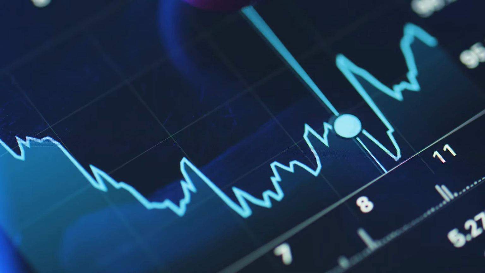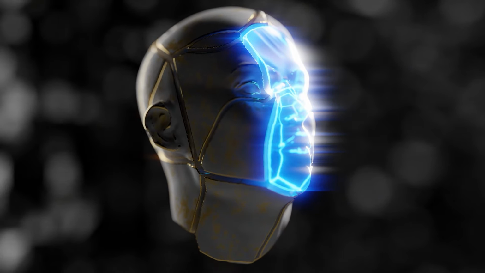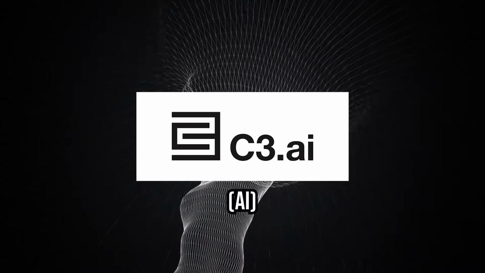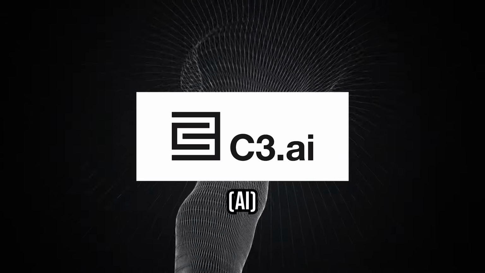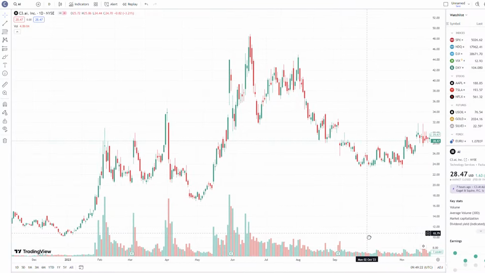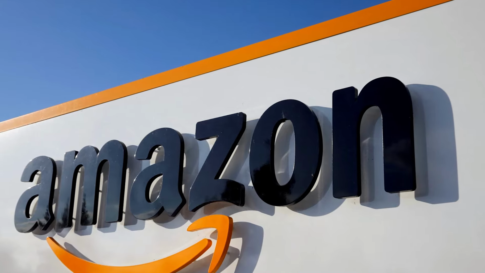Moreover, several noteworthy artificial intelligence and AI-related stocks are generating buzz in the investment landscape. Here's a rundown of some of the most talked-about companies. Number 1. C3.ai Incorporated. Headquartered in California, this company specializes in developing enterprise artificial intelligence software. Notably, it recently expanded its collaboration with Amazon Web Services.